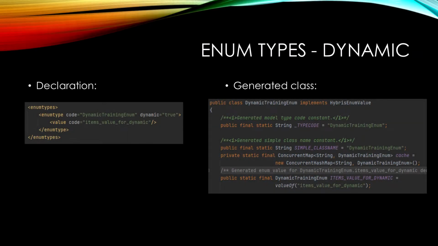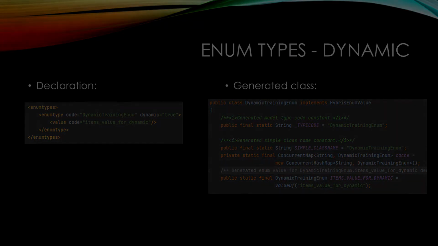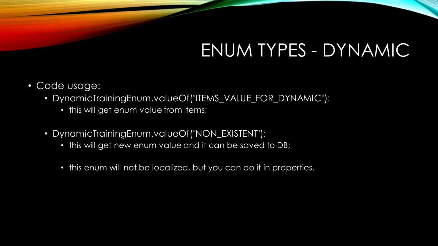Second type is dynamic enums. Dynamic enums can have some options defined in items.xml, but it is not mandatory. And dynamic enums are also generating enum class with defined options. But dynamic enums will not fail with an exception when you use value of with something else. In this case, you will get a new dynamic enum value that can be persisted in the database. Still, for localization, you will need to provide the properties.